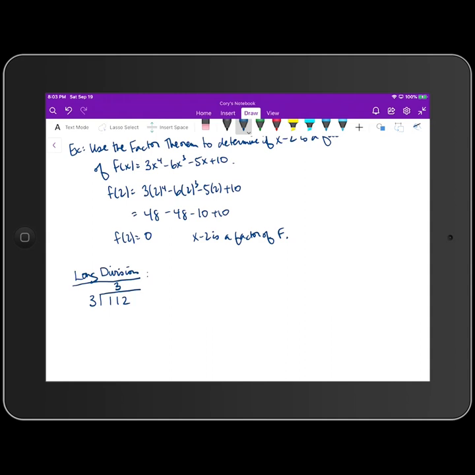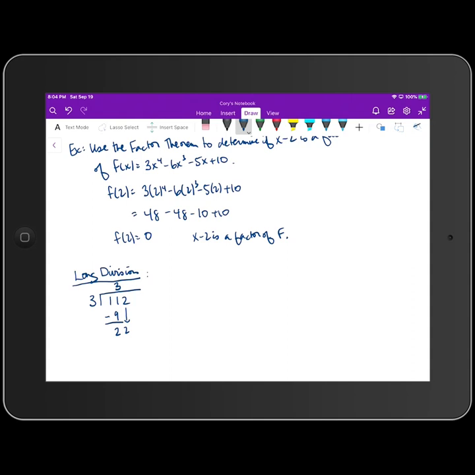And then what we would do is we take that number 3, multiplied by the number we are dividing by. So 3 times 3 is 9. And then we're going to subtract that number. Okay, so 11 minus 9 gives us a 2.